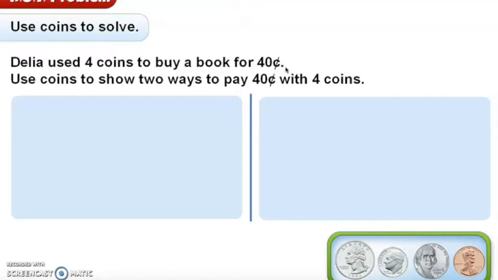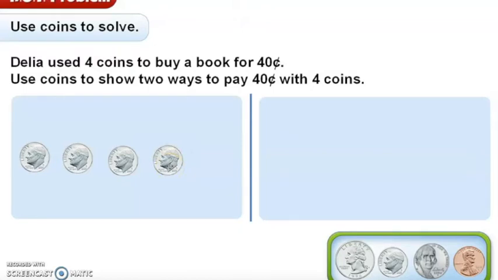Okay, well, so the easiest way that we can think of 40 cents using 4 coins is simply by using 4 dimes, right? So each dime is worth 10 cents, and so if we have 4 of those dimes, then we will have 40 cents because all we have to do is count by tens. So 10, 20, 30, 40. There we go. We have 40 cents using 4 coins.